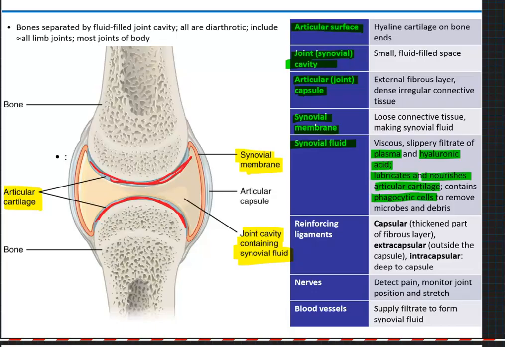Since joints, synovial joints, have a fairly good freedom of movement, the forces that act on the joint capsule or articular capsule can be directed in multiple directions. Okay? So this is why the joint capsule is formed by the dense regular connective tissue. Dense irregular, my bad.